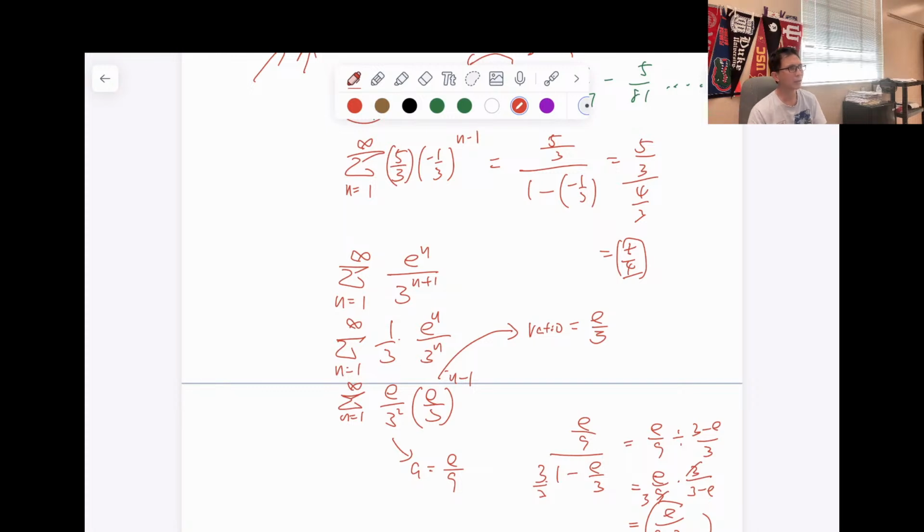What do you mean? Because I got e to the n times 3 to the negative n. So I did e to the... I don't know what I did. Let me go through it. Why do you have to do all that? I just went right to the a r to the n minus 1. You can write out the format, yes. You get the same answer, yes.